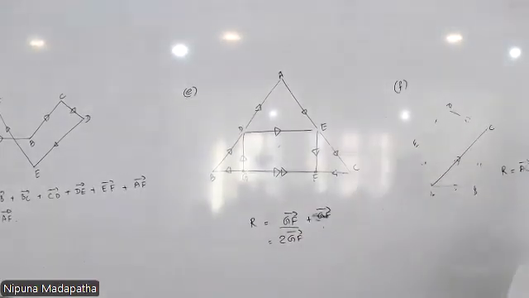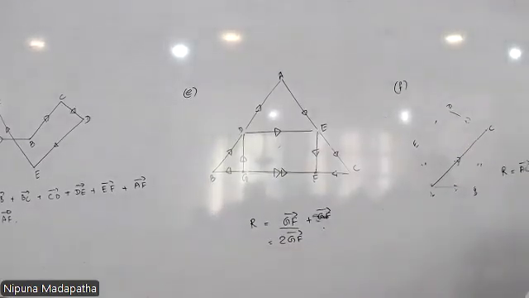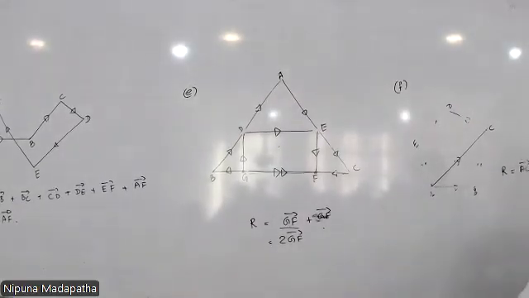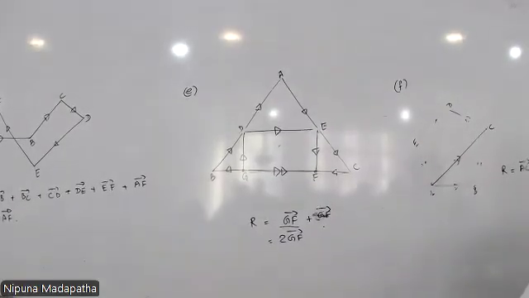Then we go to question number 2, part A. Two vectors P and Q are inclined at an angle alpha. R is their resultant. Solve the following. So what is the answer for part A?